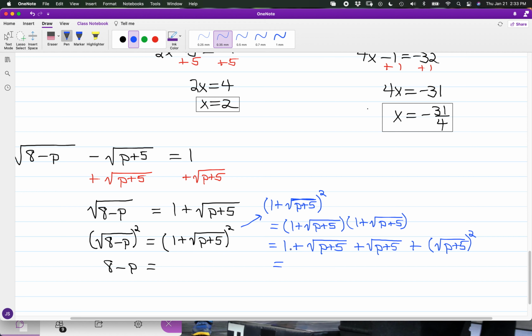So combining, for the radical terms in the middle, you have 1 square root of p plus 5 plus 1 square root of p plus 5. So this will become 2 times the square root of p plus 5. And then for the square root of p plus 5 times itself, you have plus p plus 5. And in the arrangement, now we have 1 and 5. We have constants to combine.